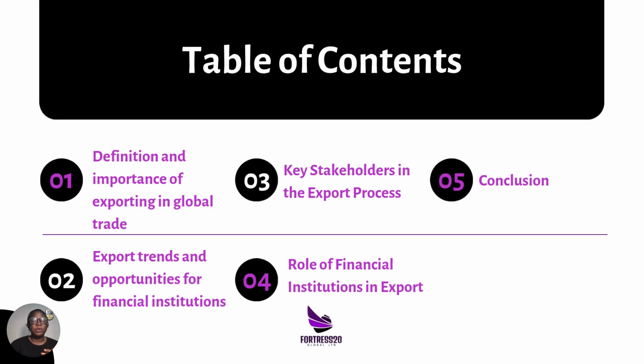This course will cover very important topic areas. They are: number one, the definition and importance of exporting in global trade. Number two, export trends and opportunities for financial institutions. Number three, key stakeholders in the export process. Number four, the roles of financial institutions in exports. Number five, the conclusion. Are you ready? Let's get started then.